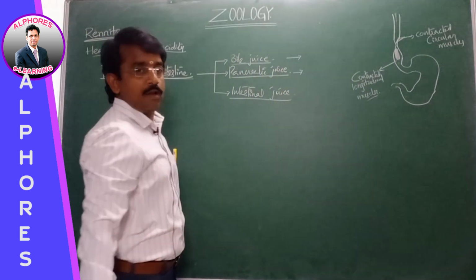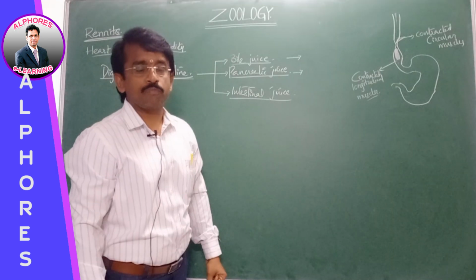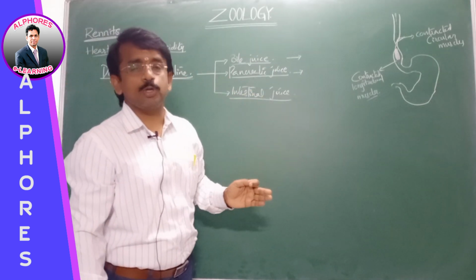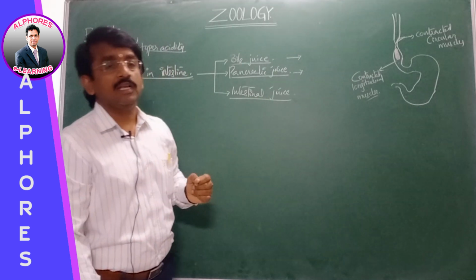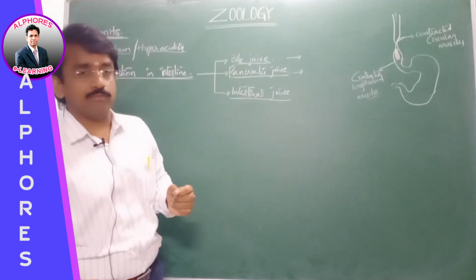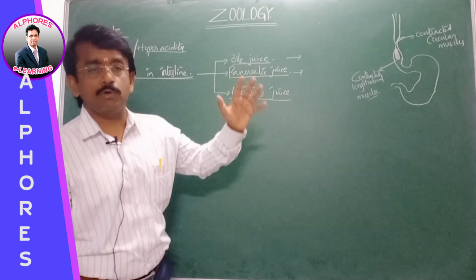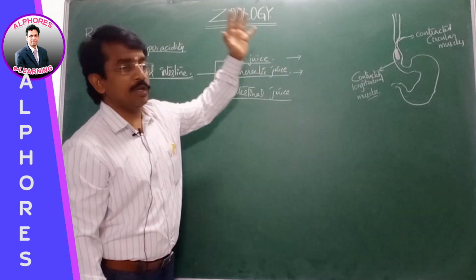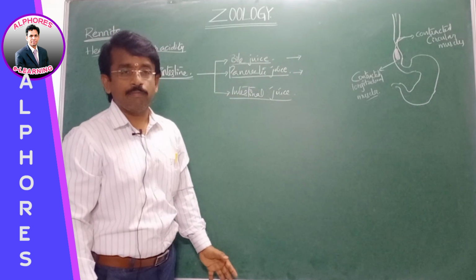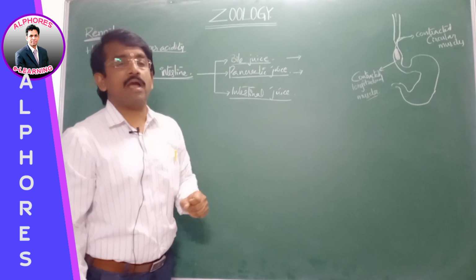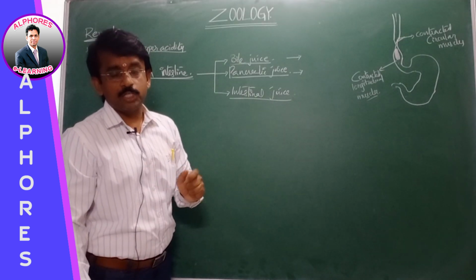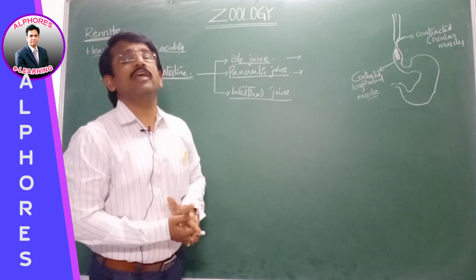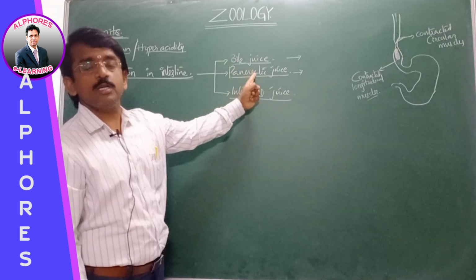Next, pancreatic juice. Pancreatic juice is also alkaline, and it includes protein digesting enzymes, carbohydrate digesting enzymes, fat digesting enzymes, as well as nucleic acid digesting enzymes. That is, trypsinogen, chymotrypsinogen, and carboxypeptidase are the protein digesting enzymes of the pancreatic juice. Next, the fat digesting pancreatic lipase, which is said to be steapsin, and nucleic acid digesting nucleases, DNase and RNase, are present.